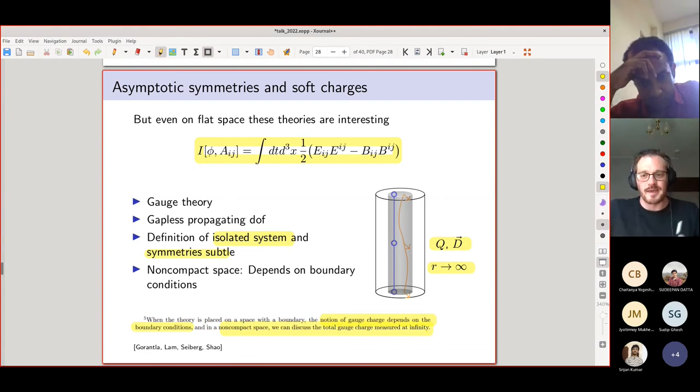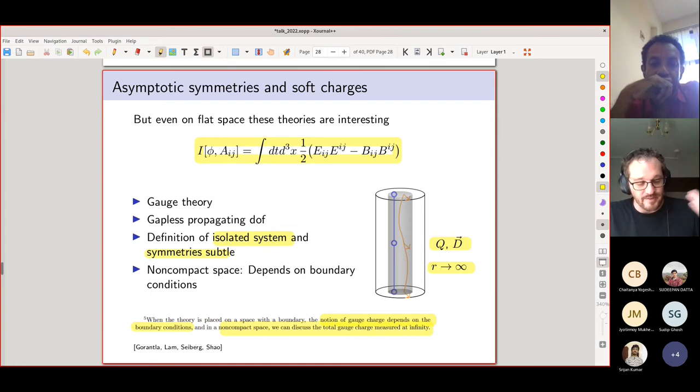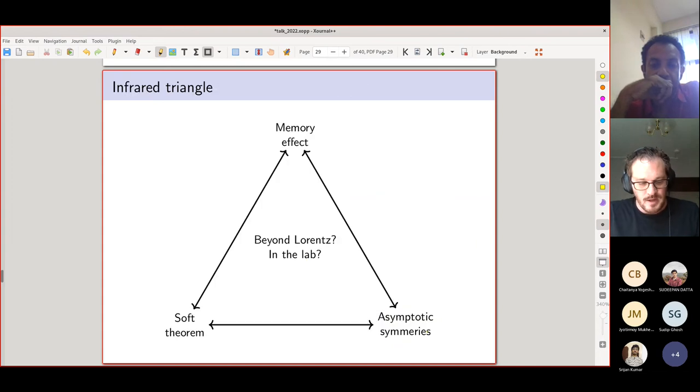How can we, if there is some kind of notion of these isolated systems, have these kinds of gauge charges? And for that, you have to provide some reasonable asymptotic boundary conditions. And maybe let me try to give you a bigger picture of what this is about. In recent years there have been some interesting structures with regard to infrared triangles by Strominger and company.